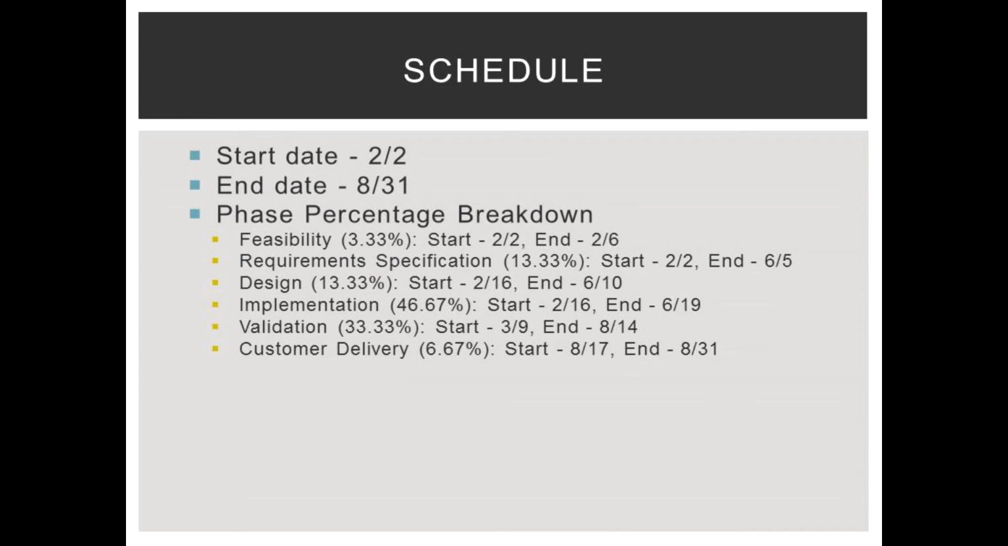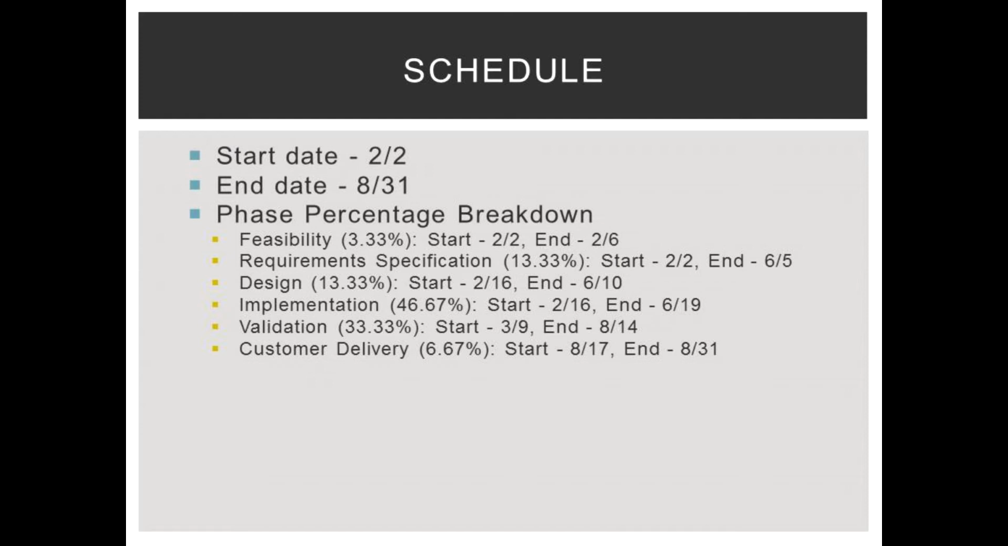The project will start on February 2nd and end on August 31st. It is broken into different completion phases, which are feasibility, requirements, specification, design, implementation, validation, and customer delivery. The feasibility phase determines the feasibility of the software. The requirements specification phase gathers requirements for the different prototypes of the software.